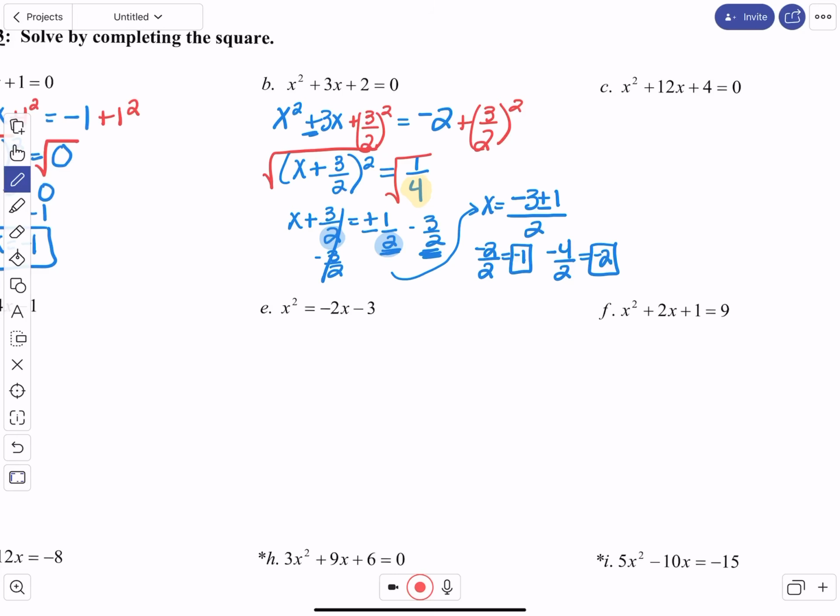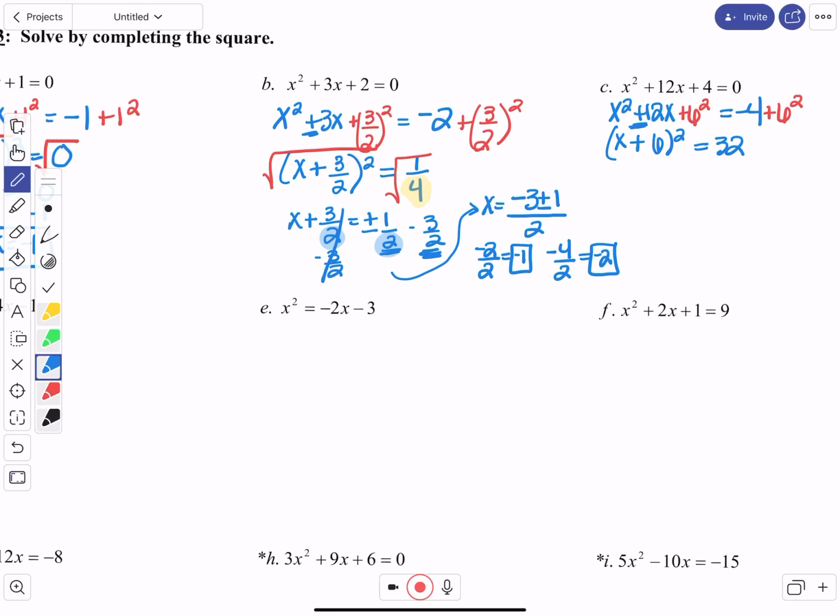So on C, I've got x squared plus 12x. I'm going to leave my space, move 4 to the other side. It's going to become negative. So half of 12 is 6. So I put plus 6 squared plus 6 squared. So now I'm ready to factor. So I've got x plus, because I've got a plus there, 6 squared equals, so then 6 squared plus negative 4 is going to give me 32. Now I'm ready to take the square root of both sides.